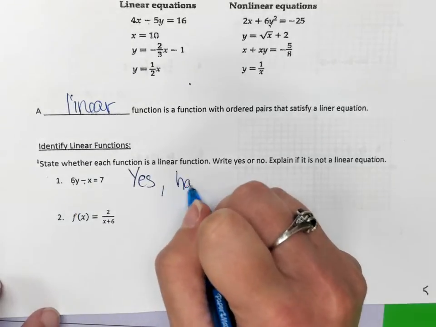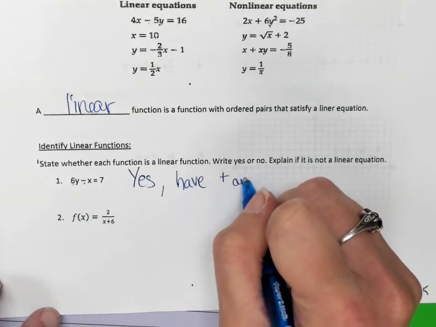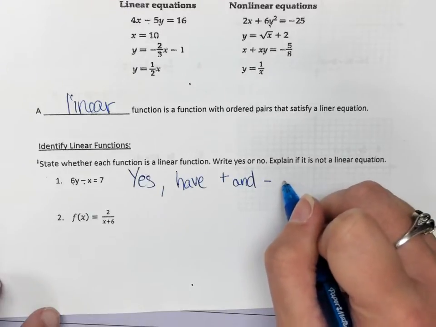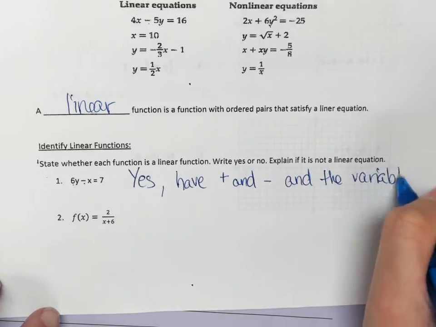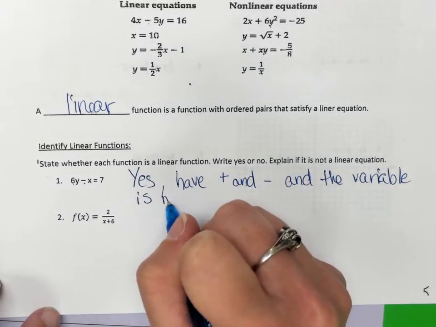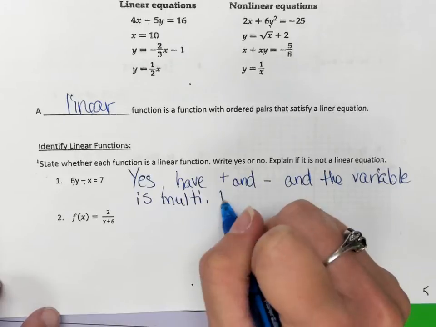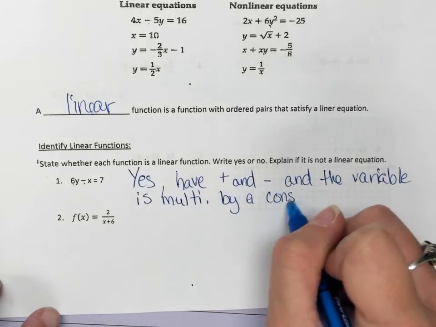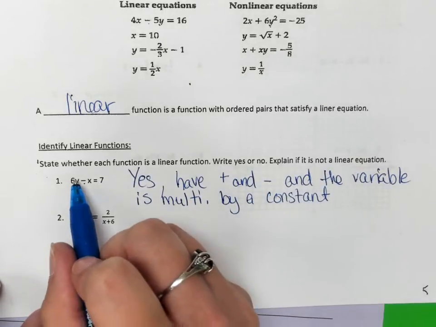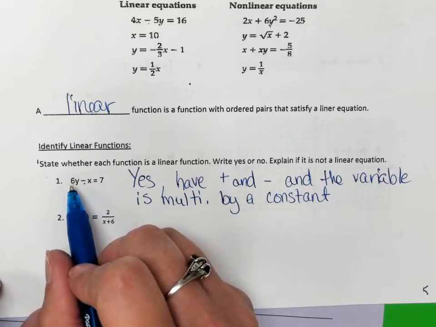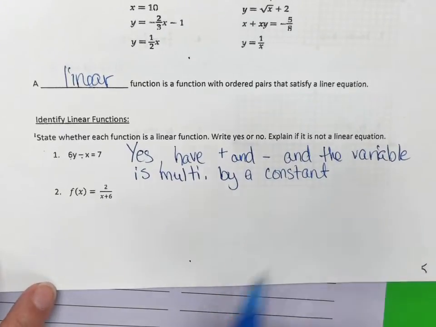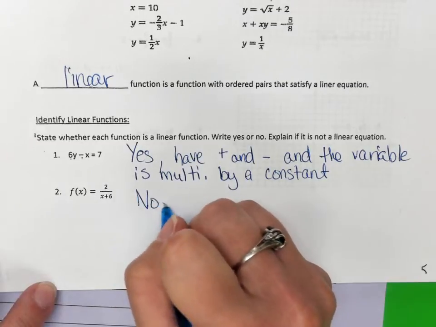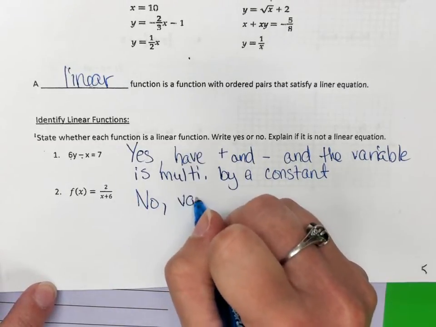So let's write the shorthand. We have addition and subtraction, and the variable is multiplied by a constant. Constant is a number, right? 6 is a constant. 13 is a constant. 27 is a constant. What about number 2? Is that a function? No? Why? Variable in the denominator, yep.